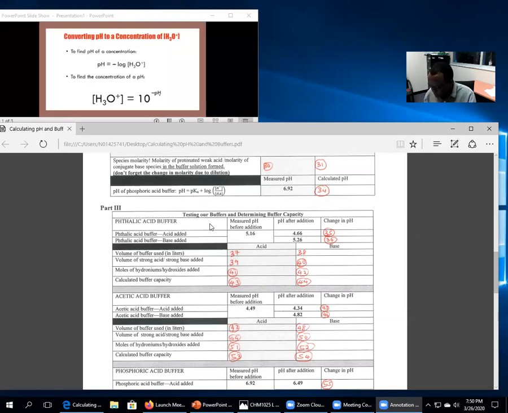Determining the buffer capacity of your solution. Part three is determining or testing the buffer of phthalic acid. This is for phthalic acid, this is for the acetic acid, and this is for phosphoric acid. The change here in pH, 35, is for the buffer solution compared to the acid. The value here corresponds to the acid. What's the difference between this number? This is the pH of the acid. This is the pH of the base. What is the difference for line 35 and line 36? It is a function of these numbers right here and the pH of the buffer solution.